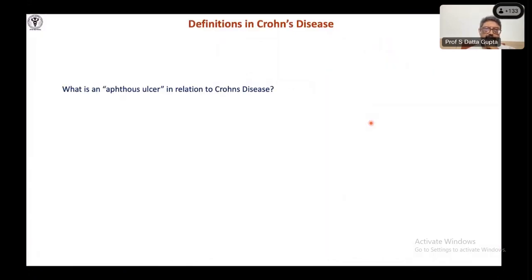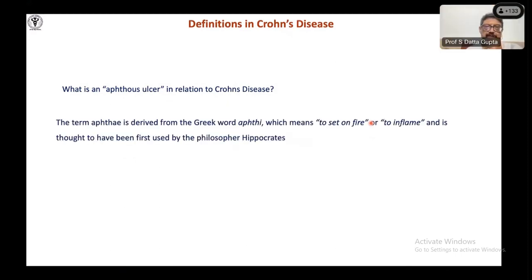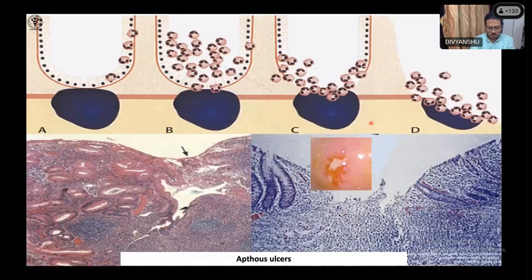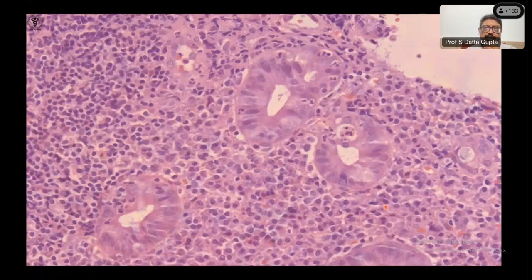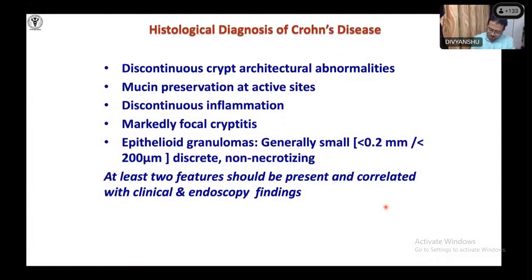So, what is an aphthous ulcer? Anyone? Quick. The word aphthous means set on fire or to inflame, and Hippocrates described it mainly for mouth ulcers. In the colon, for Crohn's disease and all, an aphthous ulcer is ulceration over a lymphoid follicle. That is what an aphthous ulcer is. You get lymphoid follicle inflammation and so on.